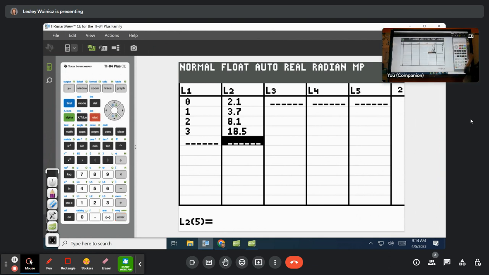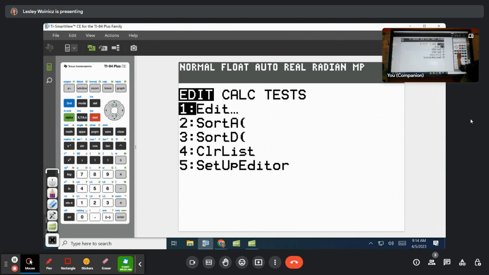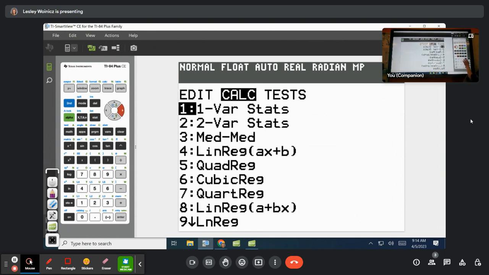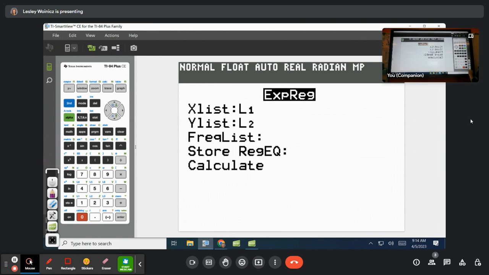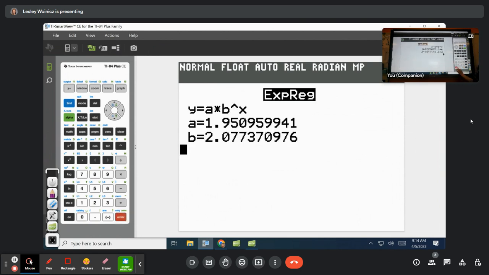Okay, back to stat. Now we go to the calculate menu to the right. We're going to go to exponential regression. So all the way down until you see exponential regression, which is 0. Enter, enter, enter until it calculates for you. We have our new equation. I'm going to write it on here like I did last time.